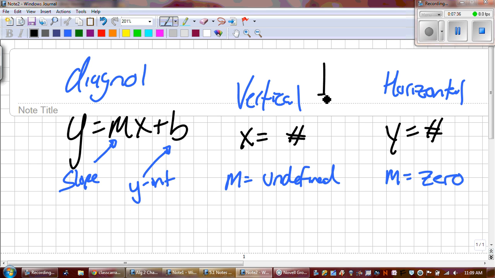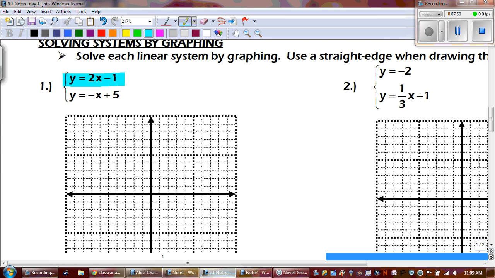So vertical line, horizontal line, and diagonal can either be a negative or a positive. Okay, that's your crash course of algebra. All right, let's get back to it.